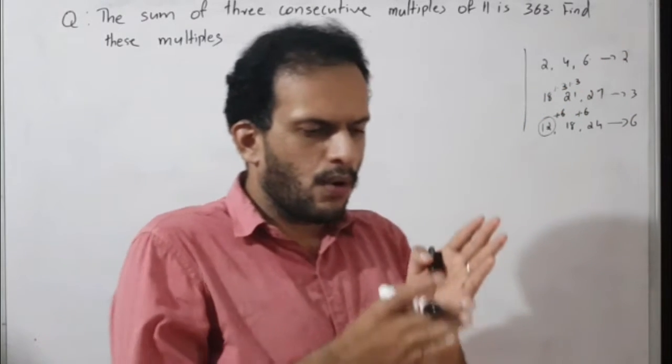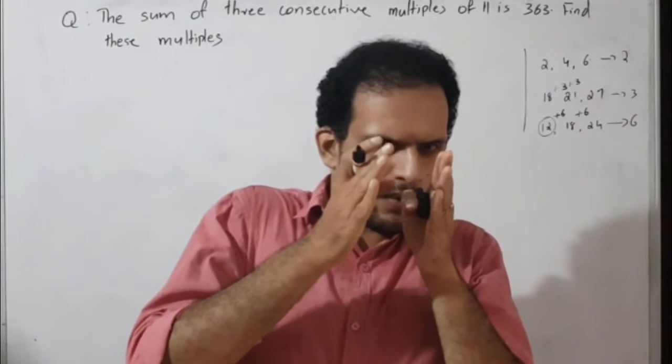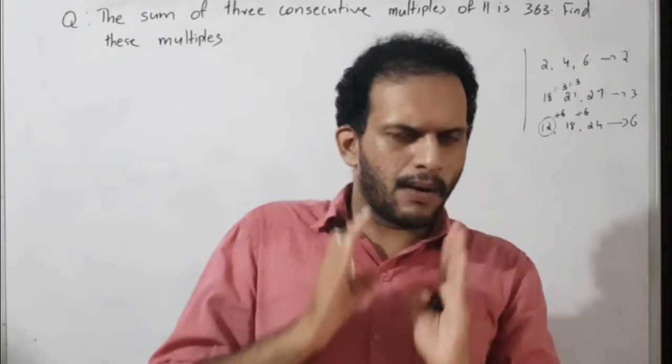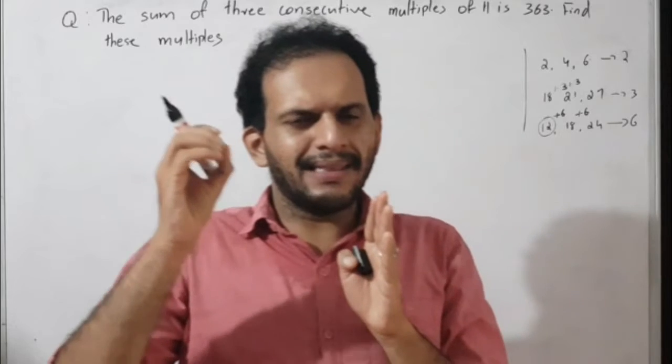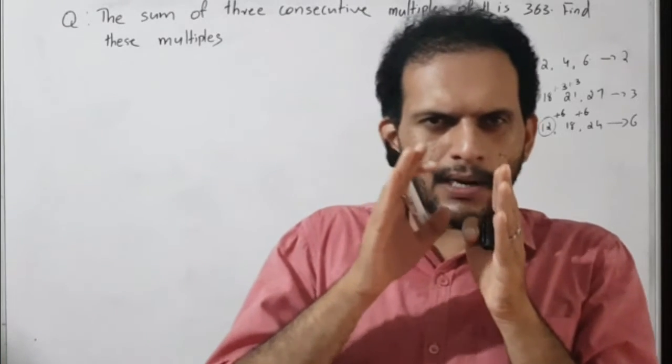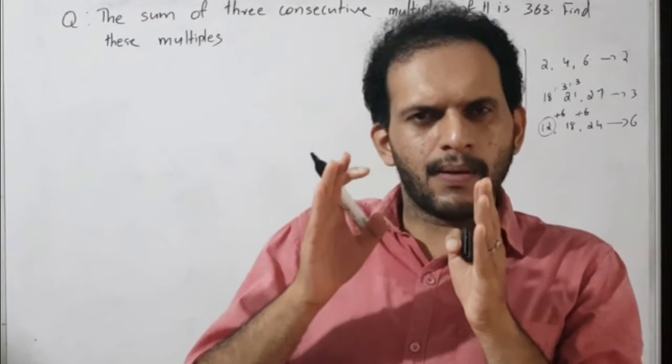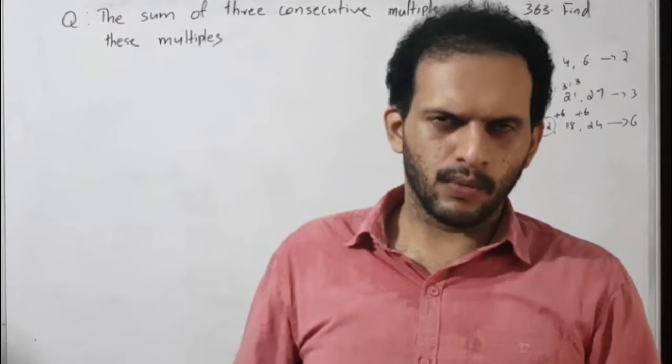Okay? So if we know the first multiple of any number, we just add that number 1 time to the multiple, you get the second one. If we add 2 times the same number to the multiple, we get the third one.